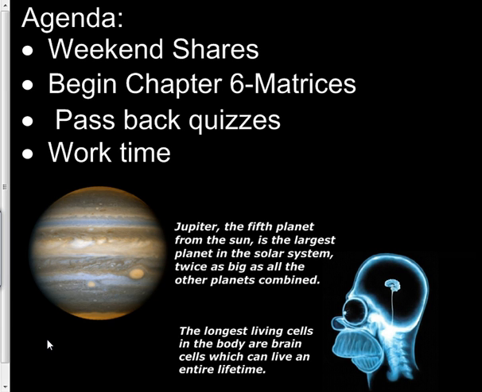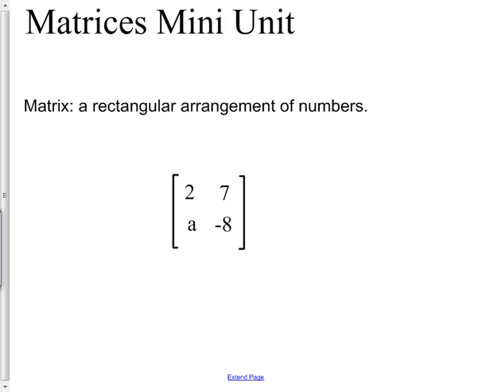So to start, today it's going to be an intro to matrices, and it's going to be pretty basic. Tomorrow we'll get into a little more complicated stuff. But to start, a matrix is a rectangular arrangement of numbers. So here we have a matrix, and in a matrix you can have variables, negative numbers, fractions, decimals, zeros, a lot of different kinds of numbers or variables inside it.